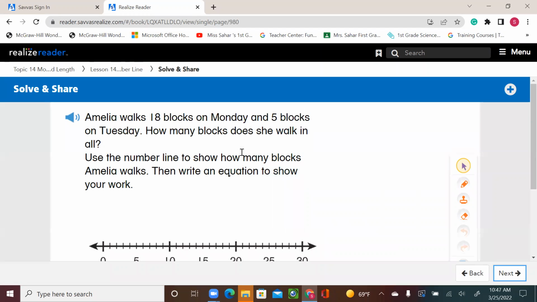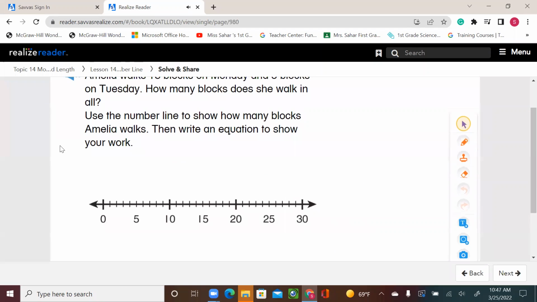Please open your book, page 621. Amelia walks 18 blocks on Monday and 5 blocks on Tuesday. How many blocks does she walk in all? Use the number line to show how many blocks Amelia walks. Then write an equation to show your work.